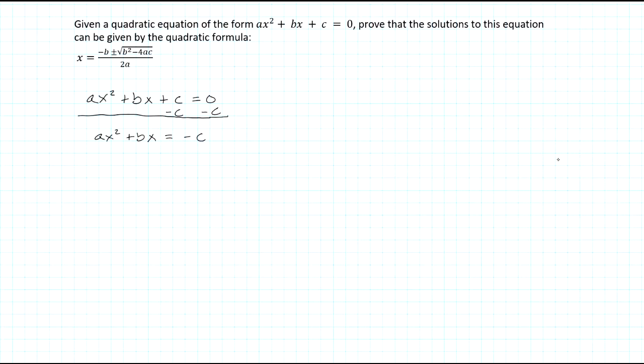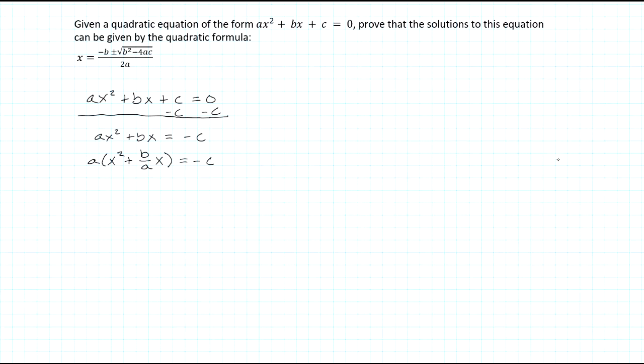The next thing we want to do is factor the a off of that left side. So I've got a times parentheses x squared plus, now to factor an a out here, we don't know what b is, we don't know what a is, so we just divide b by a. b over a times x, close our parentheses, and then this will equal negative c. And just to double check, if we multiply that a back in, the a's would cancel, and we'd get ax squared plus bx, just like we started with.